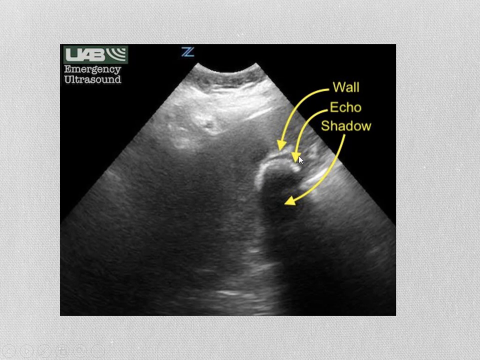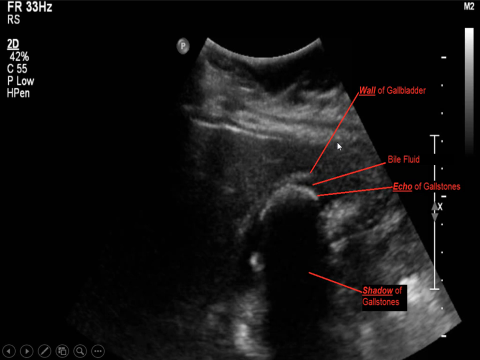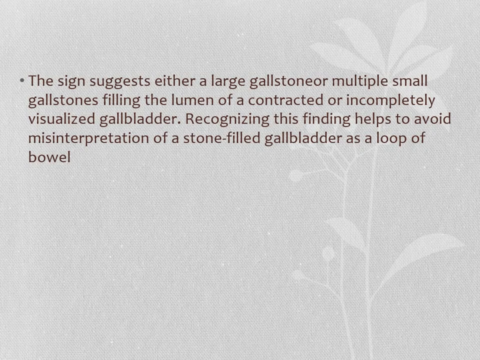Usually there is a small amount of bile trapped between the echogenic wall and the echogenic calculi, and posteriorly we see the shadow of the stone. So wall echo shadow sign. In another patient, the wall, a small amount of bile, the gallstone and the shadow. The small amount of bile is important to differentiate it from the other differentials.